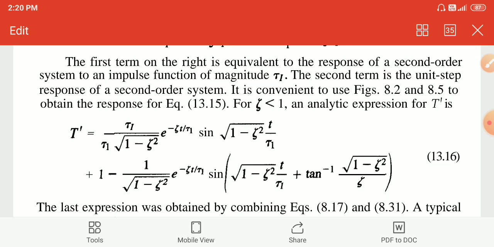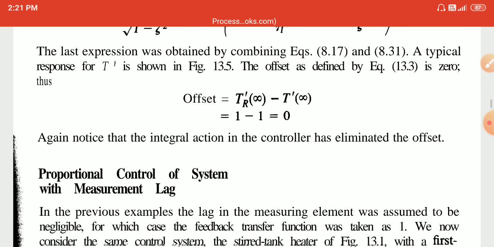tau t dash is equal to 1 upon tau 1 under root 1 minus zeta square, e raised to minus zeta t by tau 1, sin under root 1 minus zeta square, multiplied t by tau 1. And the plus: 1 minus 1 by under root 1 minus zeta square, e raised to zeta t by tau 1, sin under root 1 minus zeta square t by tau 1 plus tan inverse under root 1 minus zeta square by zeta. Okay, this is equation 13.16.